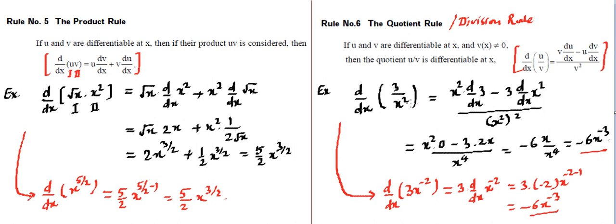The importance of this division rule is that we cannot always convert this in the form of powers. So it might be like sine x is upside, cos x is downside, or any function in the denominator which is hard to write in terms of powers. Then you will find its utility becomes very, very important.